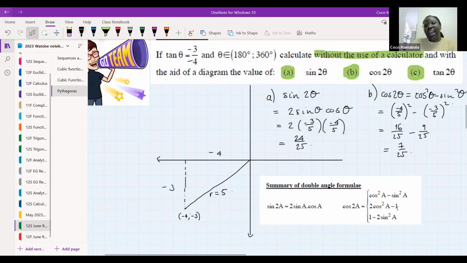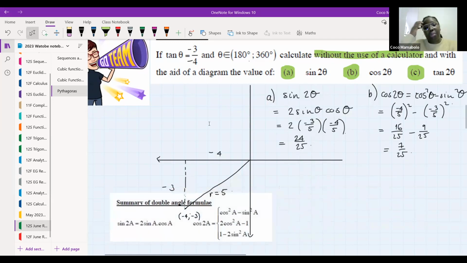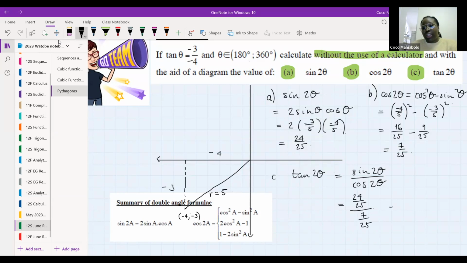All right. Now, in order for us to answer tan 2 theta, we need to remember that tan has its own identity. We know that tan of 2 theta will translate to sine of 2 theta over cos of 2 theta. And we don't have to do the double angles again. We've already done it. We know that sine of 2 theta is equal to 24/25, divided by 7/25. And if we clean this up, we're going to find that our answer is 24/7.